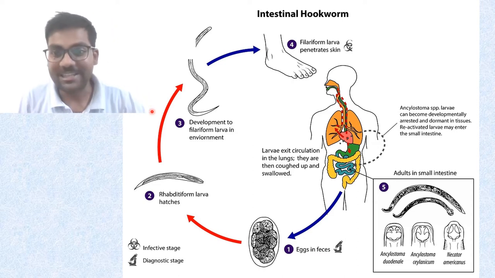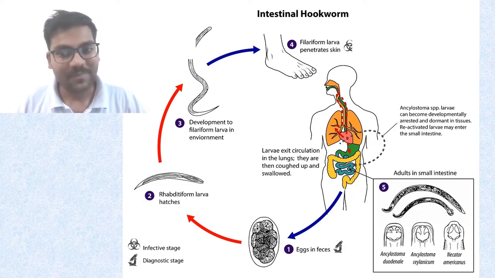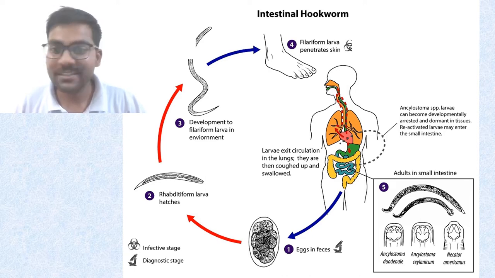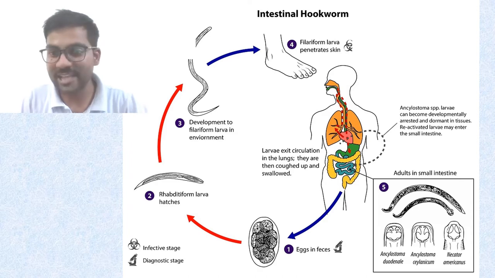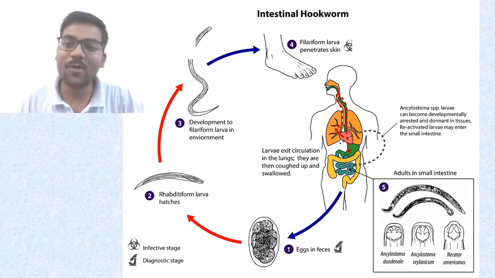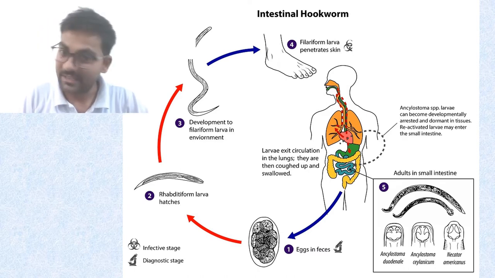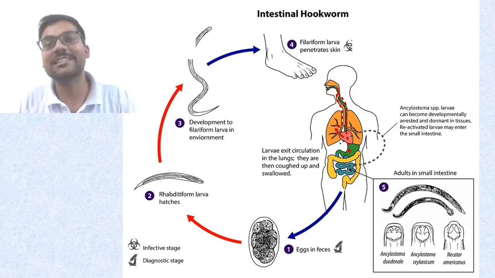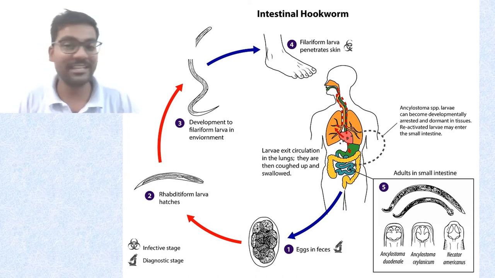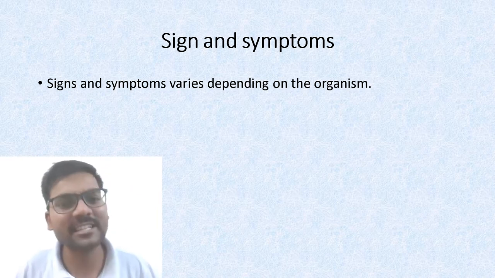Now, the story begins. Again, by blood circulation, it enters the body, and the larva reaches the GI tract, matures and forms a mature worm. Again, the cycle repeats. This is skin transmission. And we already discussed fecal-oral route transmission in the case of ascariasis.